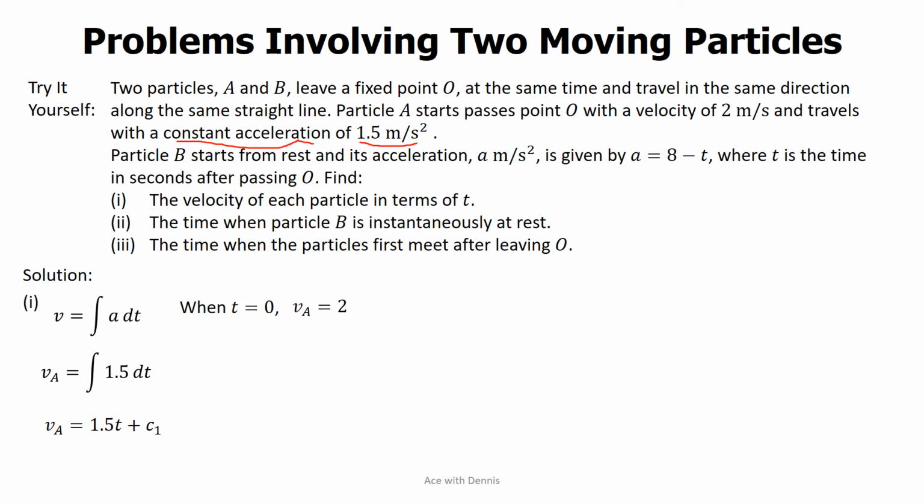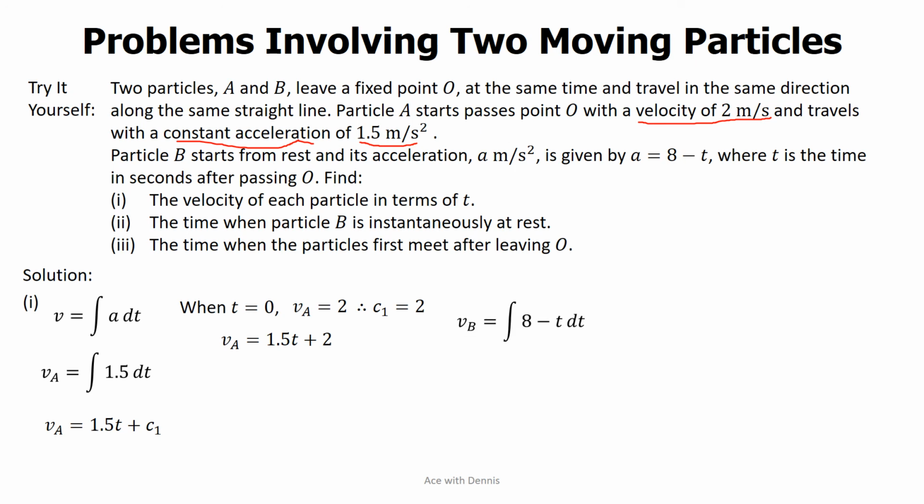When t equals 0, VA is equal to, as mentioned in the question, the velocity is 2 meters per second initially. Hence, C1 equals 2. So we can rewrite the equation for the velocity of particle A, which is VA equals 1.5t plus 2.